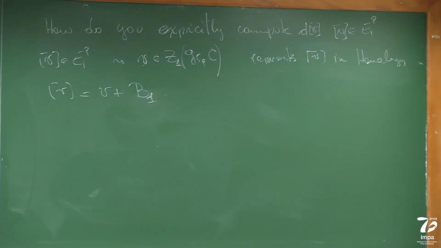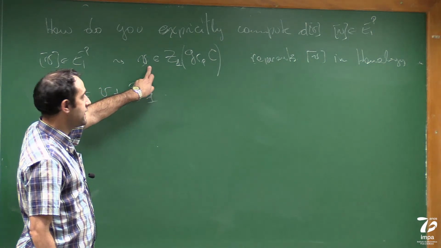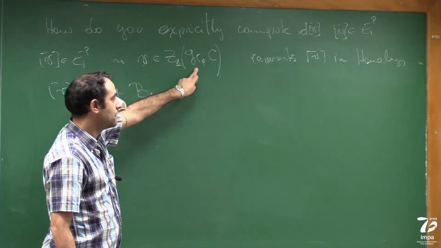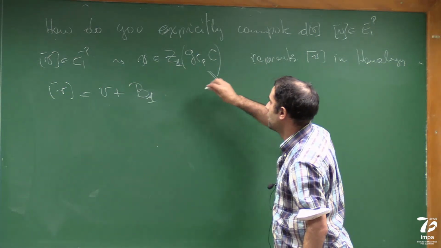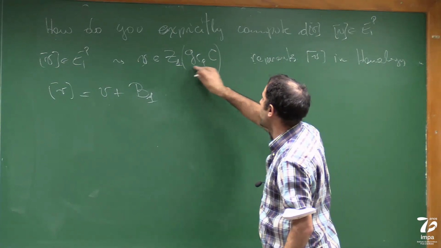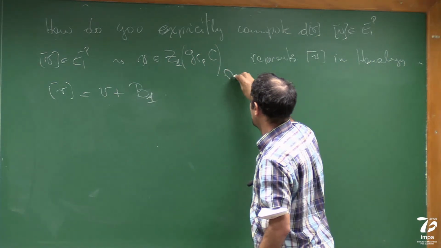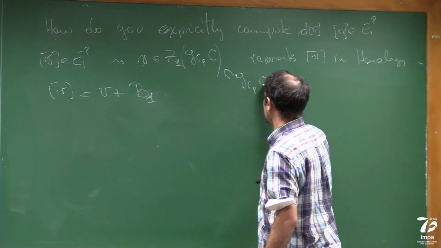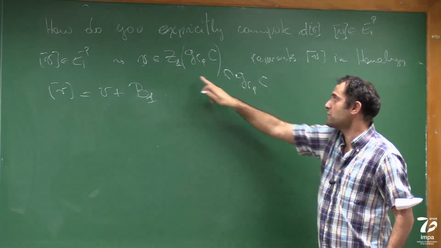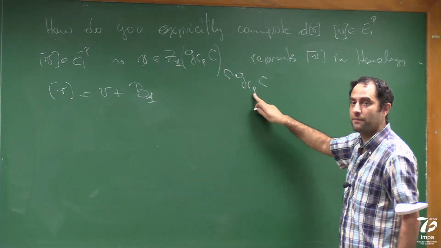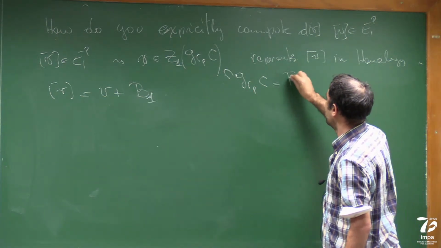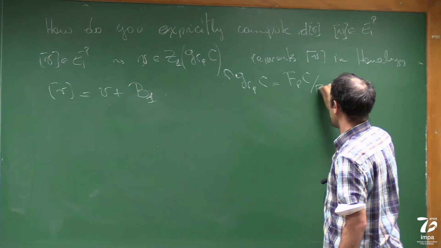But now this V is an element of Z1 GrP C, which is inside of GrP C, because it's the kernel of the differential, and the differential is defined on the whole complex. So I can take this V already in GrP C. But the thing is that this is a quotient itself. So this is FP C divided by FP+1 C.